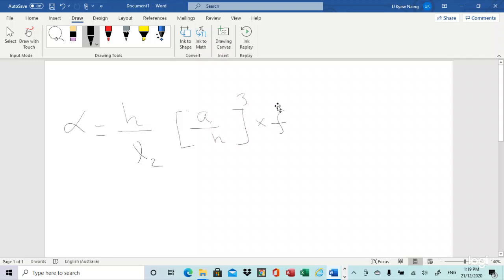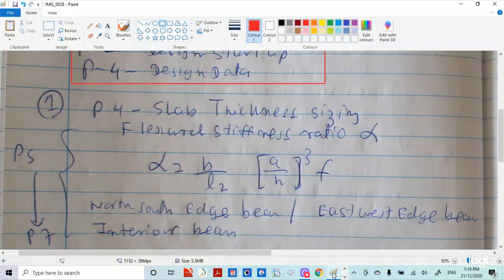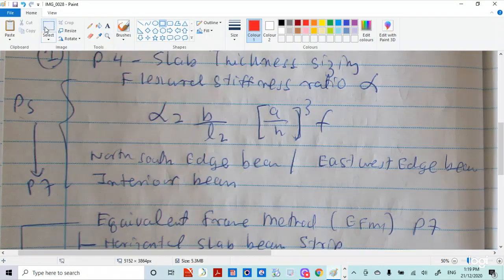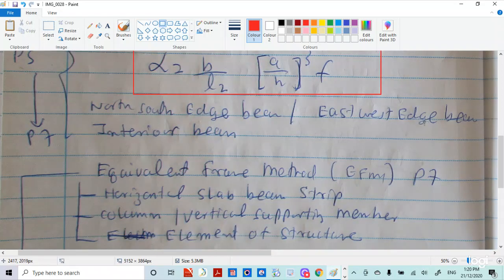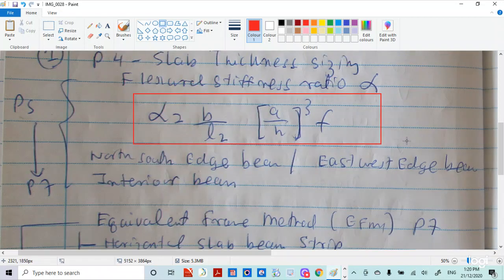Those things we will find on page number 4, in the formula. Then from page number 5 to page number 7, the north to south strip, east to west strip, and the interior strips, those calculations will be included.